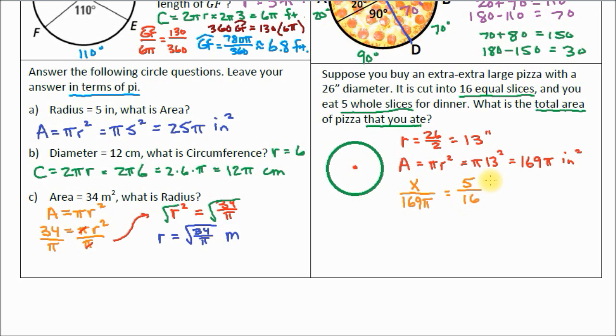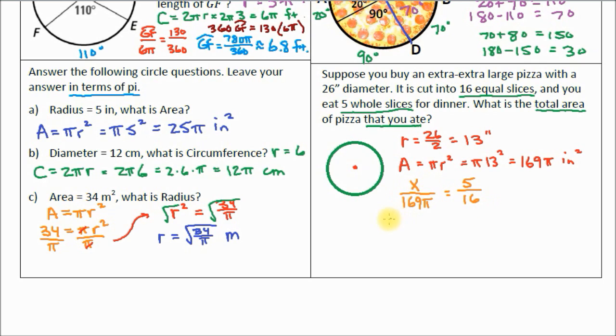How many total slices are there? Equal slices? 16. Now you've seen in previous questions we've used degrees to figure out the area of a sector, but also remember in our examples, if we had a pizza and you want to know how much area was in 1 slice and the pizza was divided into 6 slices, that'd be the whole area divided by 6. We're doing this because we're not eating just 1 slice, otherwise it would be x over 169 pi equals 1 over 16. Or you could just take the whole area and divide it by 16 and there's 1 piece. We're doing 5 pieces out of 16. So now, this is why if you learn proportions well in a previous unit, this comes in very handy.